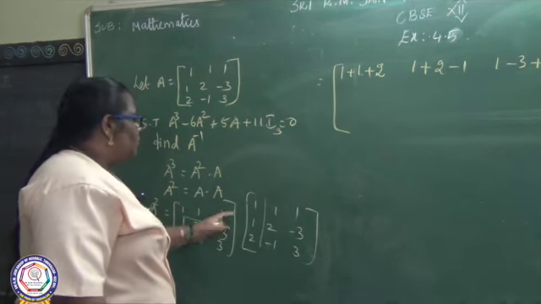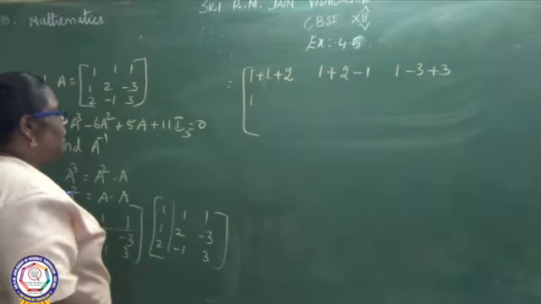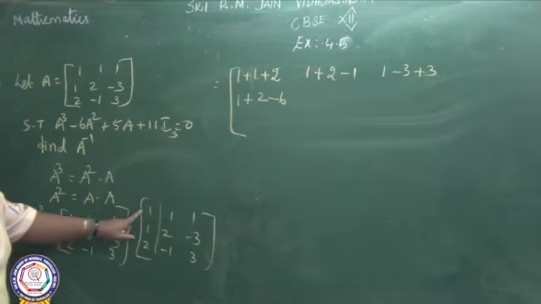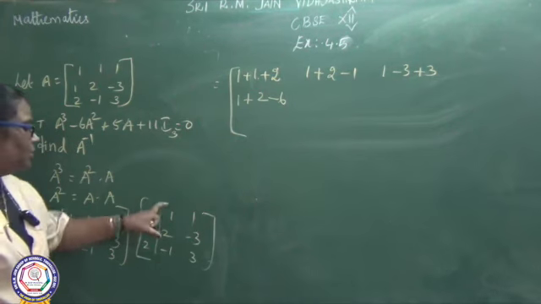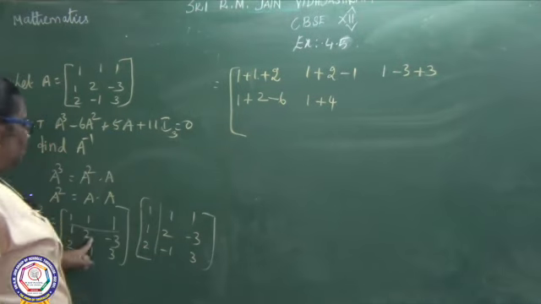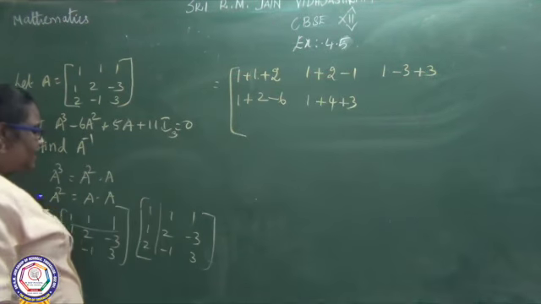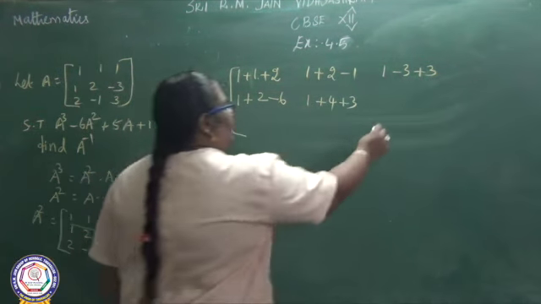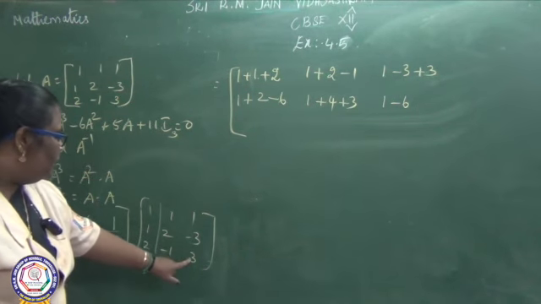Next, second row, first column: 1 into 1, 1, 2 into 1, 2, minus 3 into 2, minus 6. Second row, second column: 1 into 1, 1, 2 twos are 4, minus 3 into minus 1, plus 3. Next, second row, third column: 1 into 1, 1, 2 into minus 3, minus 6, minus 3 into 3, minus 9.